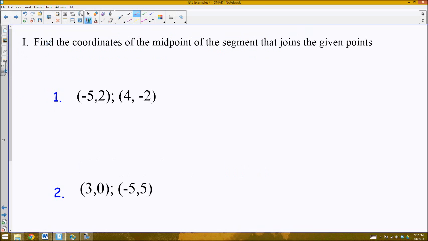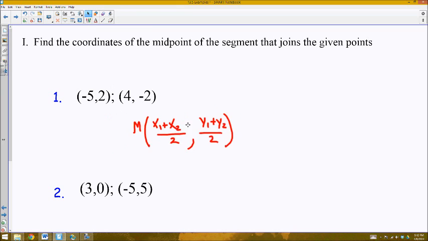Let's look at these examples. Find the coordinates of the midpoint of the segment that joins the given points. So recall that the midpoint is the average of the X values for its X coordinate and the average of the Y values for the Y coordinate. And I'll just keep that over to the side for reference.